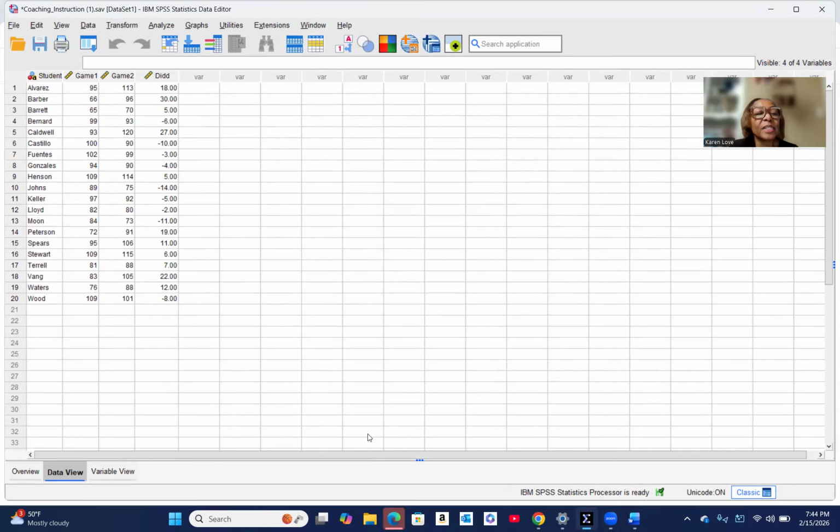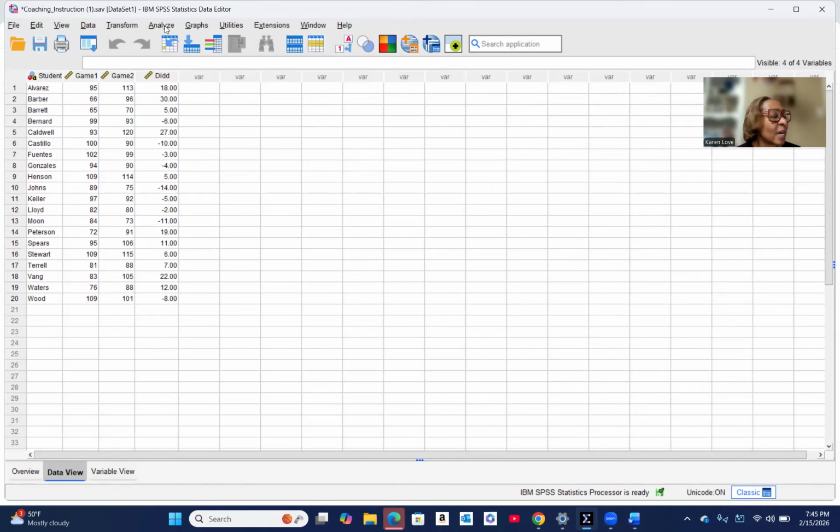Now that I have my differences, I'm going to proceed with determining if those differences are normally distributed. I will do that using the Shapiro-Wilk test. However, before that, if I just glance at this, it does look like there are differences. In game one, Alvarez went from 95 to 113, which was an 18-point difference. Barber went from 66 to 96, which was a 30-point difference. So now let's look at our Shapiro-Wilk test.